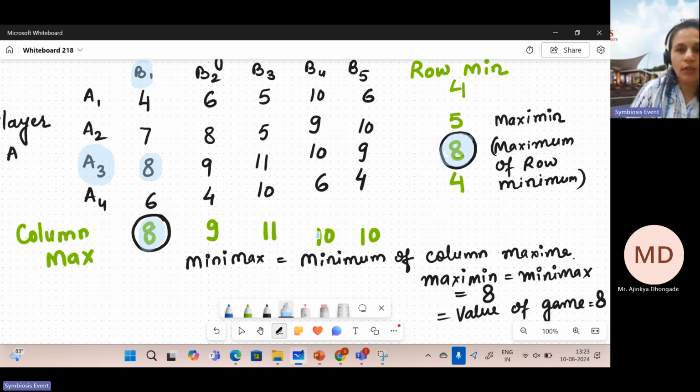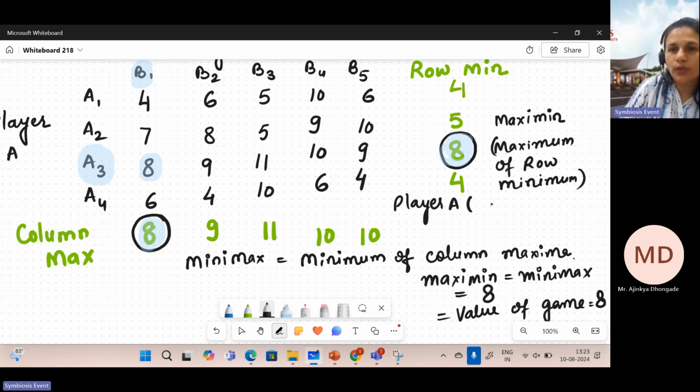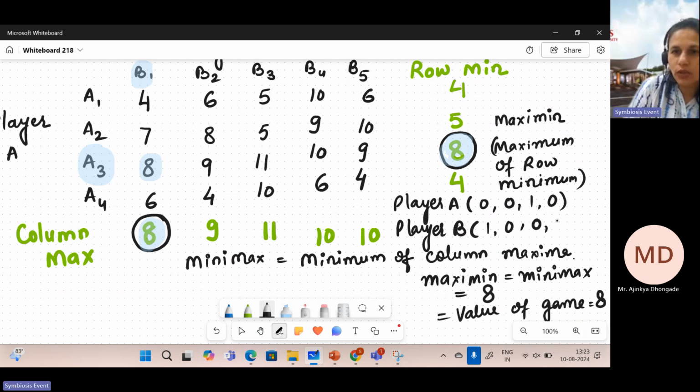The strategies are going to be: player A with a scope of 0, 0, 1, 0, 100% pure. Why? Because I got a clear-cut indication that A3 should be adopted, not A1, not A2, not A4. So the rest are zeros. Similarly, for player B, the first one is adopted, so 1, and the remaining are 0. So these are nothing but indicating your conclusions in a simple way.